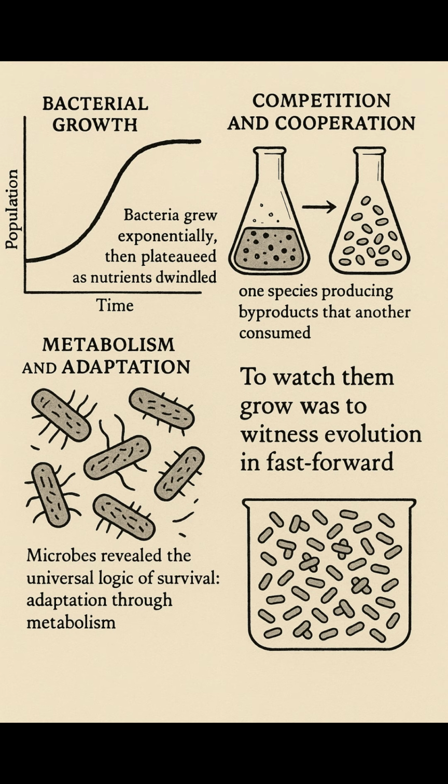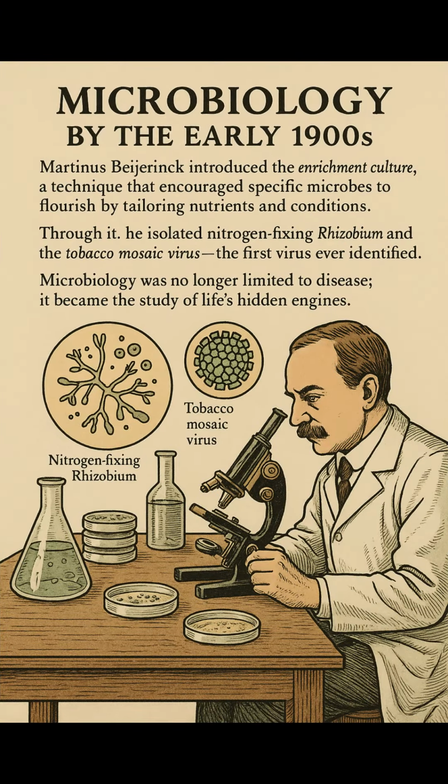The lab bench became a model of ecosystems in miniature. In these early cultures, scientists began to see patterns that still define biology today. Bacteria grew exponentially, then plateaued as nutrients dwindled. Competition and cooperation appeared even in glass flasks, one species producing byproducts that another consumed. Microbes revealed the universal logic of survival, adaptation through metabolism. To watch them grow was to witness evolution in fast forward.